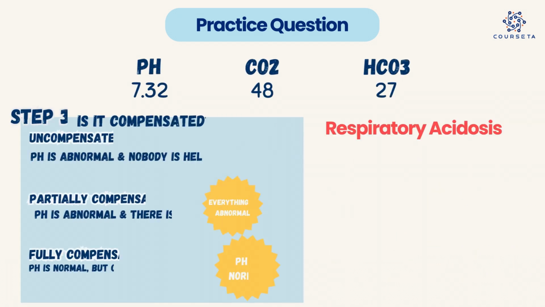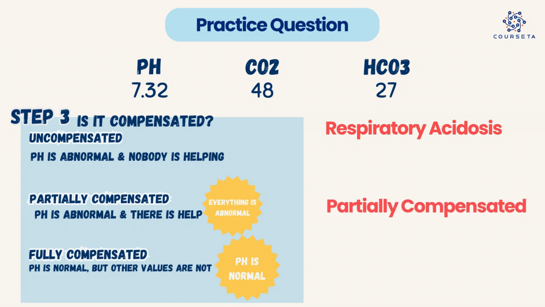Okay, so now step number 3, uncompensated, partially compensated, or fully compensated. Okay, we look here, pH is abnormal, CO2 is abnormal, HCO3 is abnormal. Everything is abnormal. What's that rule? It means that this is partially compensated. Okay, so respiratory acidosis, partially compensated.